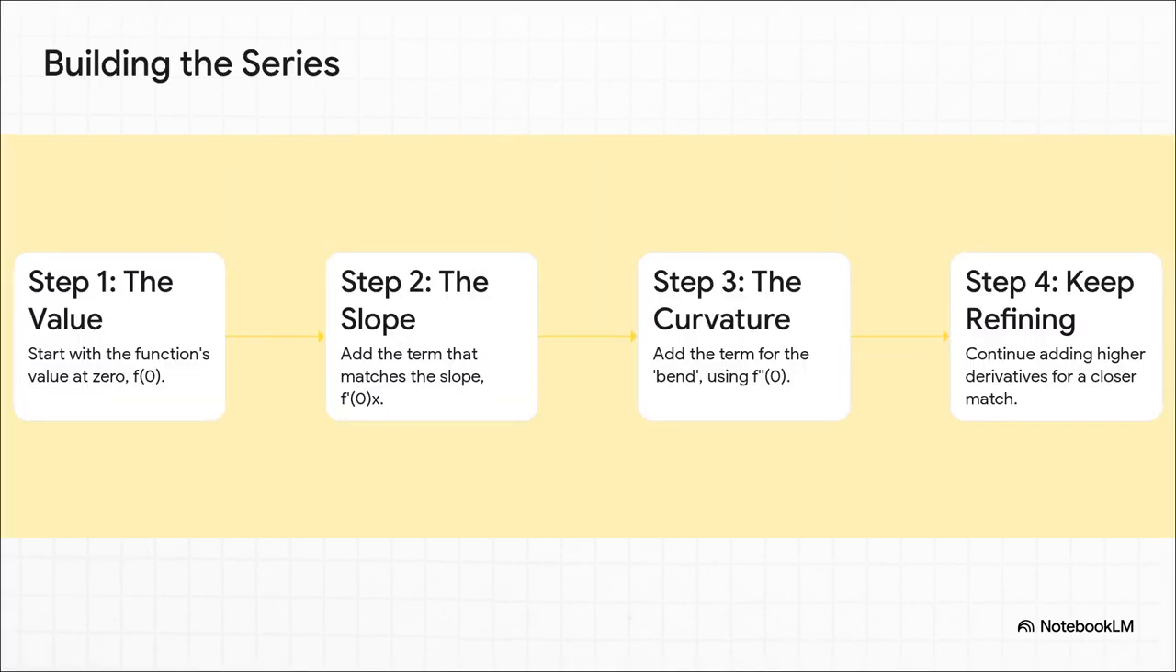You see, every single term we add to this series is like adding a new layer of detail. We start with the function's value right at our anchor point, x equals 0. Then we match the slope. After that, we match the curvature, or the bend of the function. And with each new term we tack on, our approximation gets better and better, hugging the original function more and more closely, especially near that starting point.